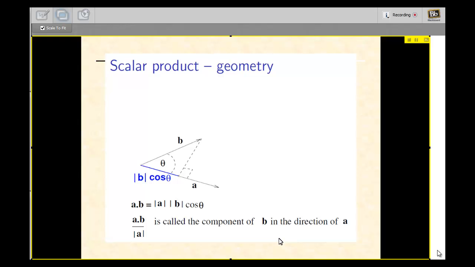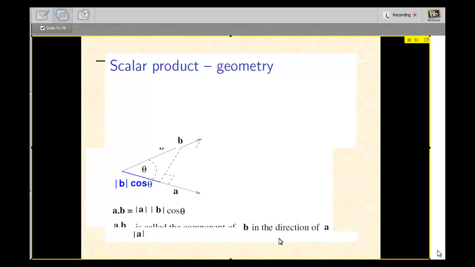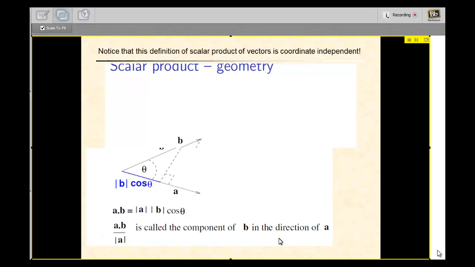So this is called the scalar product, or you can say the dot product. The meaning of the dot product is A dot B equals mod A mod B cos theta, or A dot B upon mod A is called the component of B in the direction of A. The figure of A dot B will be like this. It is given here. So this is the formula of A dot B.